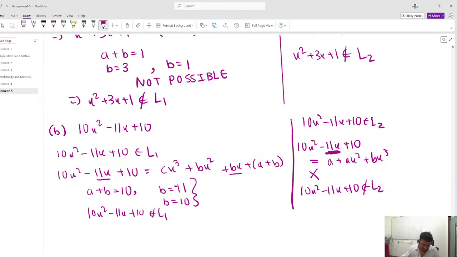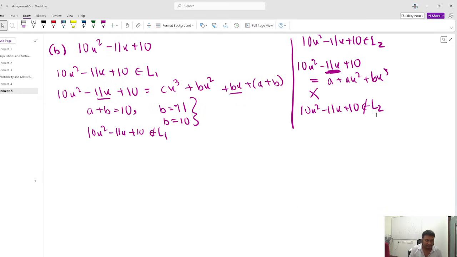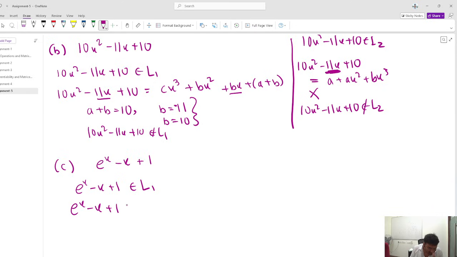Okay, what is the C part? That's fine. e to the power x minus x plus 1, where e is the natural exponential. So does it belong to this L1? It means e to the power x minus x plus 1 should be of this form. Let me do it for L2. I will ask you to do it for L1, okay? So it is of this form, a plus ax square plus bx cube.